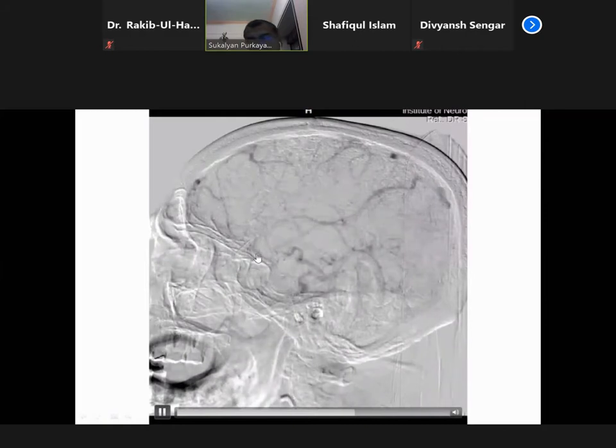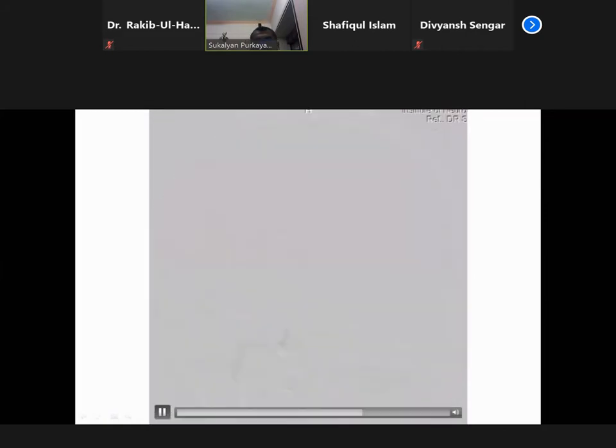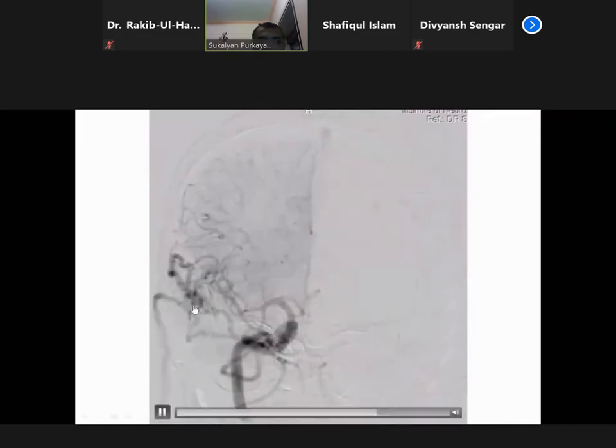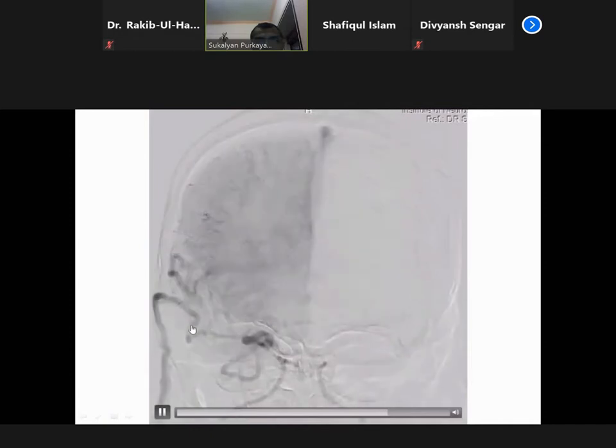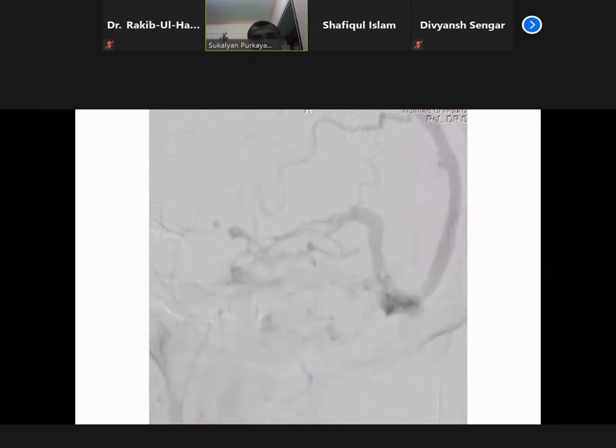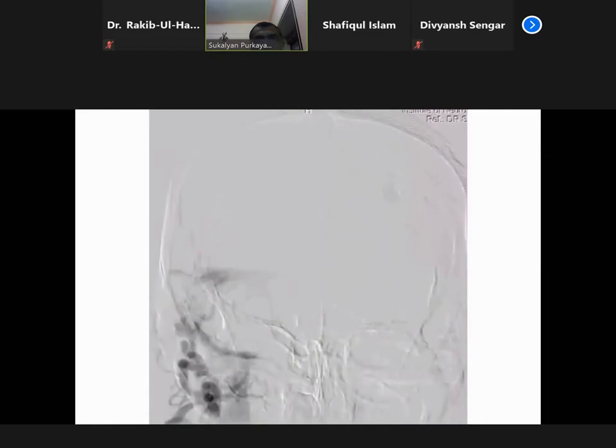So when we studied, I found that this is the middle cerebral filling of the fistula, and you can see that there is extracranial and ophthalmic venous drainage. So obviously, this is the dural fistula. Now, in the later part of the dural fistula, again, because of venous hyperpressure, the same vein was filling.